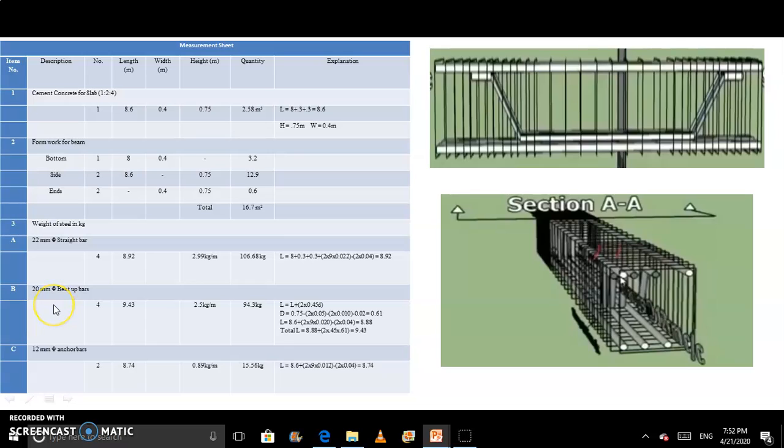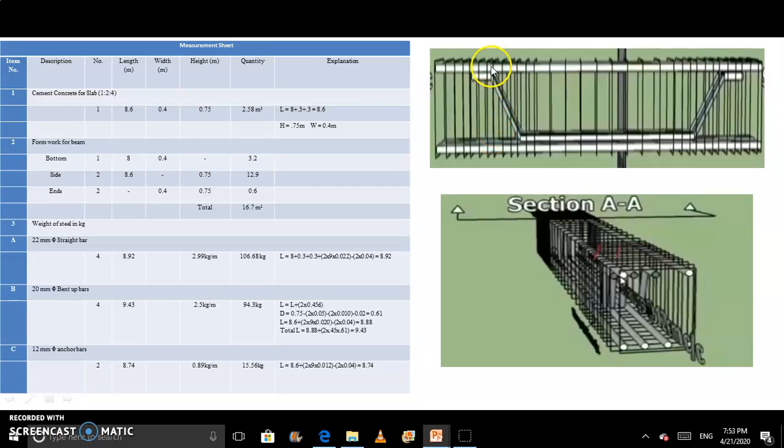The same we have to do for the 20 mm dia bent up bars. How do we find this? We have one formula for that, L plus 2 into 0.45x. Why do we provide 2 into 0.45x? Because we have two bent up portions in a single bar. That's why we provide here 2 into 0.45 d or x. So we have to calculate d. So how do we find the d? D is the vertical distance of this bar. Meaning this is x. We have to find this.